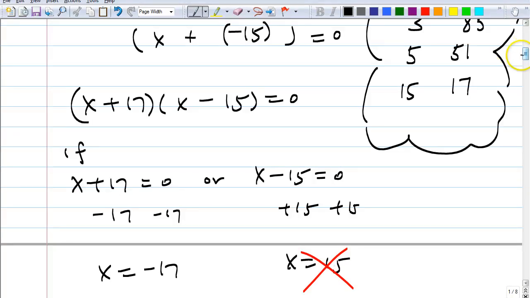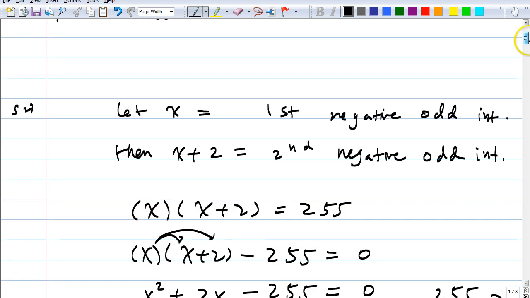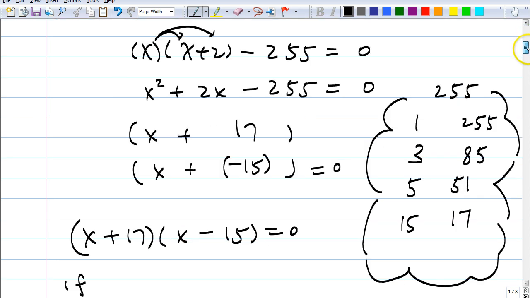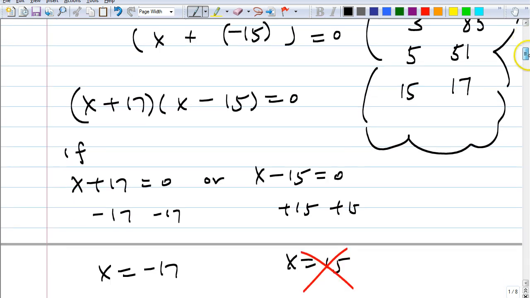Yeah. Go back to the very first part of your question. We said X has to be what kind of number? Negative odd integer, right? So could it be positive? No, that's why I got rid of 15. We don't need it. That cannot be our solution. So it gave us two choices. We know that it cannot be 15. So guess what? Our answer is negative 17.